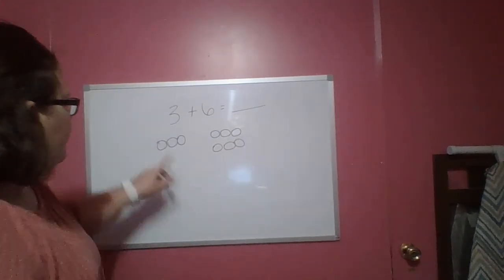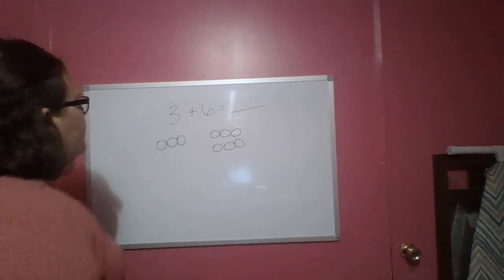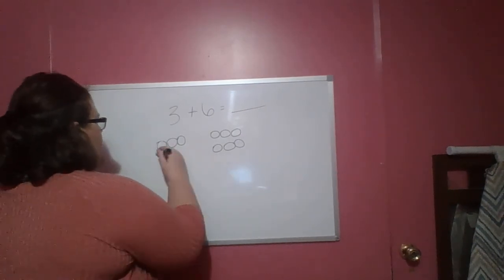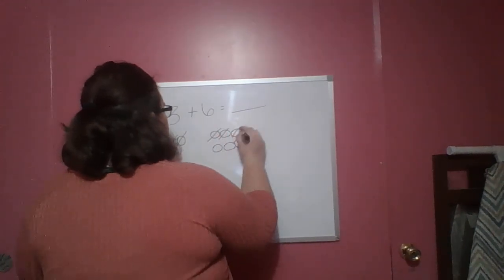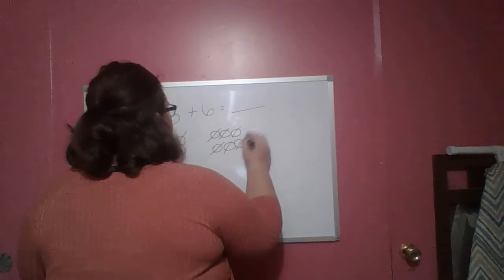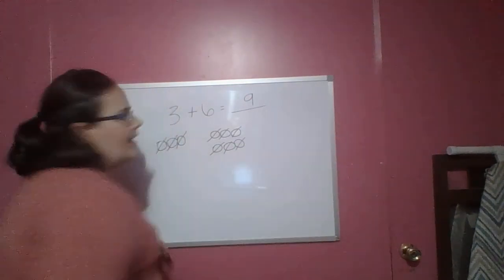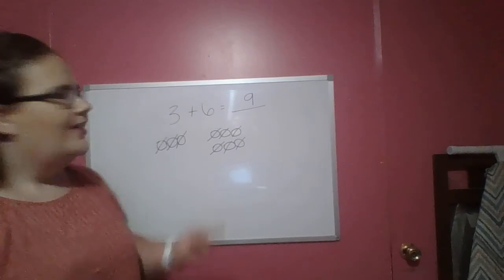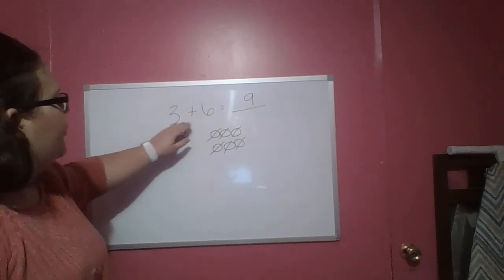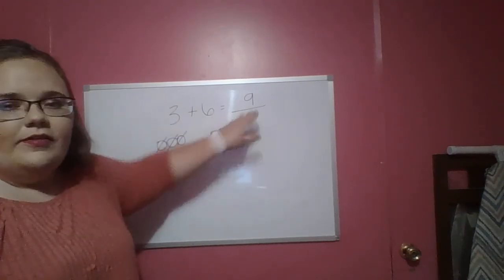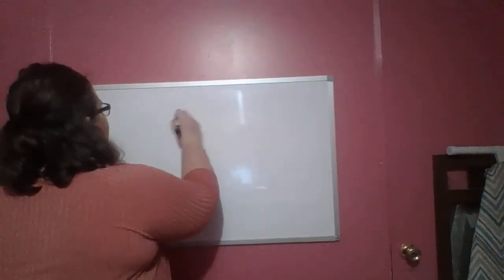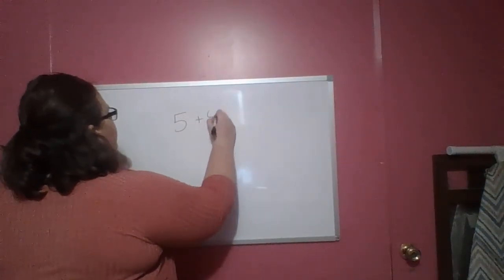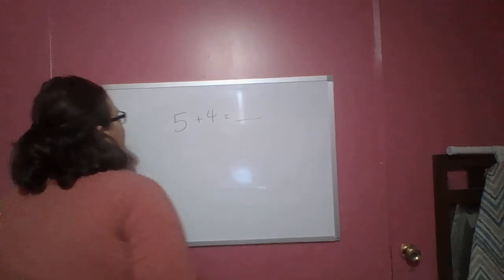So we need to add both sets of circles together. So careful count with me. 1, 2, 3, 4, 5, 6, 7, 8, 9. So our answer is the number 9. So read it with me. 3 plus 6 equals 9. Good counting. Alright, so the final problem for today is 5 plus 4 equals blank.